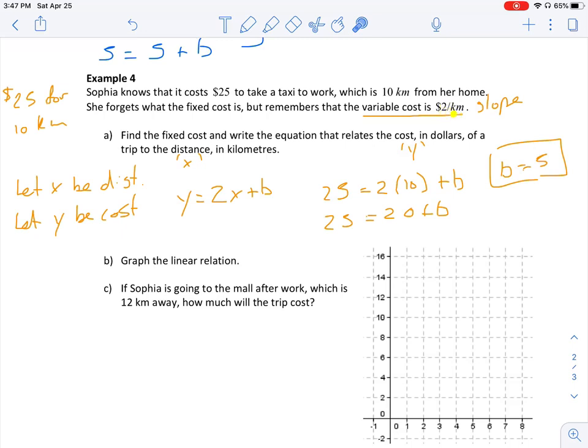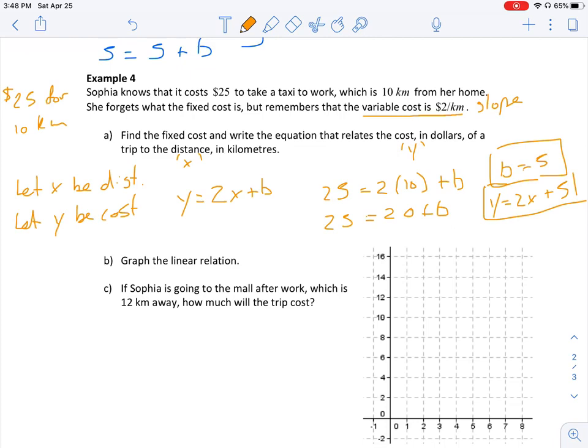Okay, so $2 per kilometer means it costs you 20 bucks just traveling, but we forget what the fixed cost is. Well, if it costs you 25 total, minus 20, it's going to give you 5 bucks. So just to sit in the cab costs $5 before you even start moving. So that means the equation is y equals 2x plus 5.